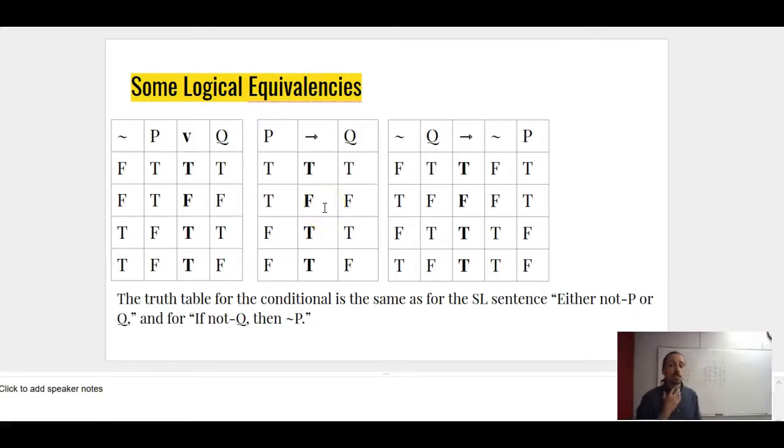So the next thing we should be working on is one more truth table for the biconditional. I'm actually going to stop right here. And thanks for watching. Next video, the biconditional.